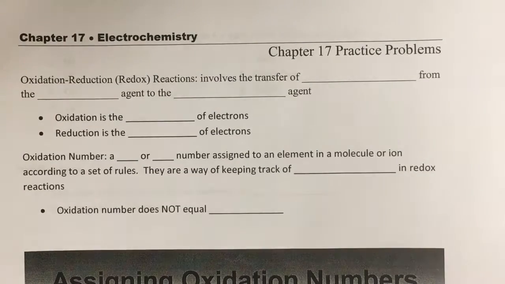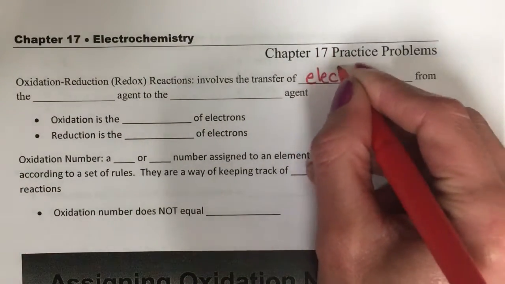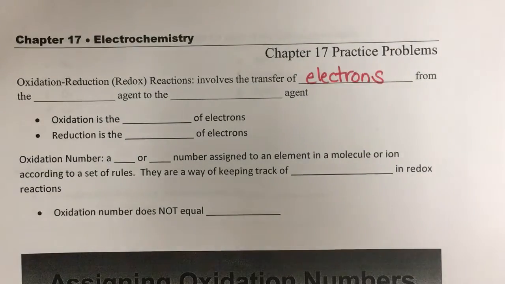So chapter 17 is all about redox reactions. Now we talked about redox reactions all the way back in chapter 4. Remember, redox is short for oxidation reduction reactions. Both things have to occur. So in redox reactions, I have a transfer of electrons. Somebody's going to lose electrons, somebody is going to gain electrons.